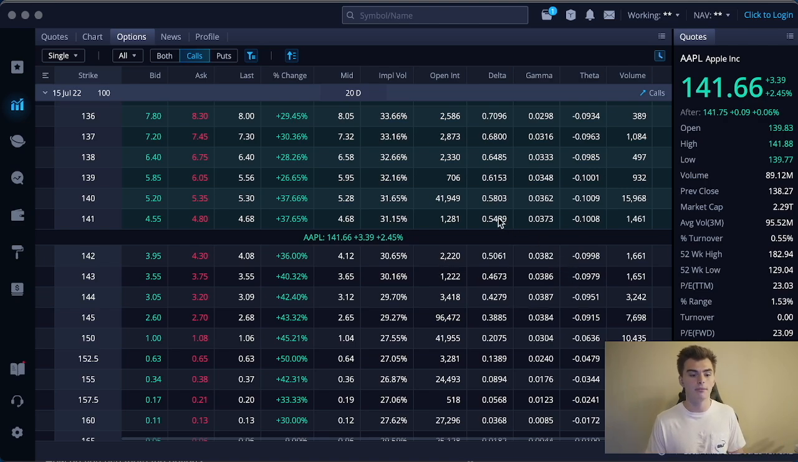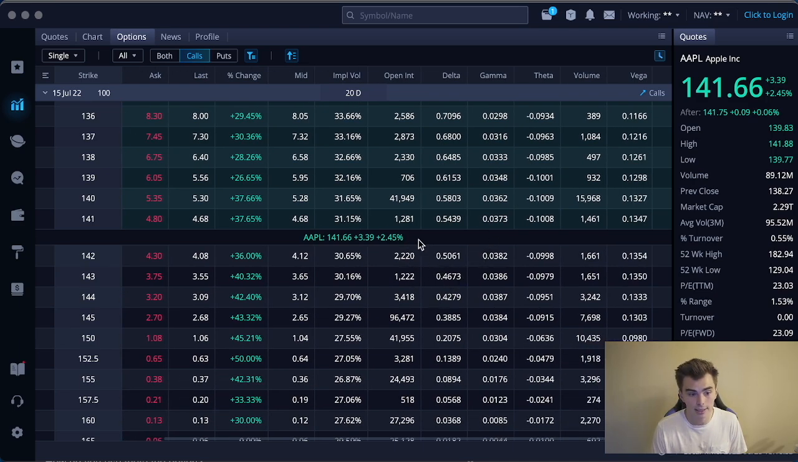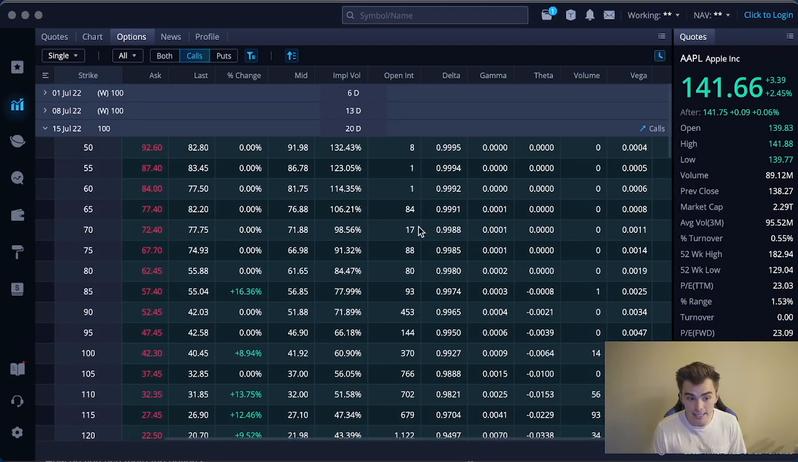The other way you can read delta is: what is the probability that my options contract is going to expire in the money? For these at-the-money contracts, it's about 50-50. For the deep in-the-money contracts with deltas of 0.99, you're getting essentially dollar for dollar every time the stock moves up. Every time the stock moves up $1, your options contract increases $100. That has about a 99% chance of finishing in the money upon expiration, which for the chain we're looking at here is July 15th.